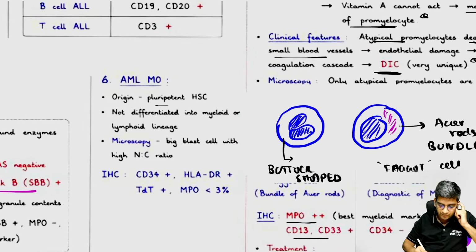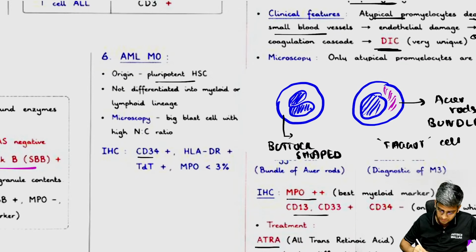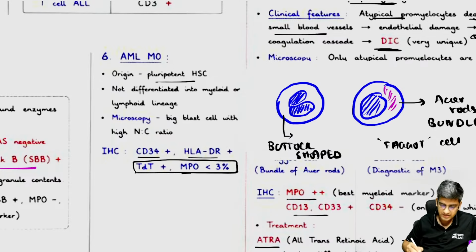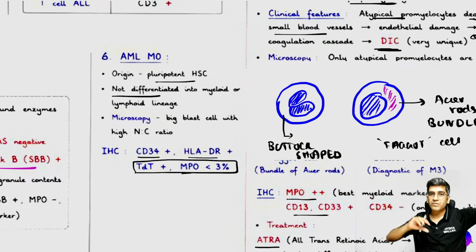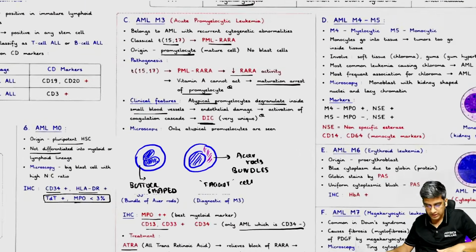AML M0, like I said in the start, originates from the pluripotent stem cell. Here CD34, HLA-DR, everything will be positive, but the defining marker, see, TdT is lymphoid lineage, MPO is myeloid. That should be less than 3%. That's why it is undifferentiated. It's neither lymphoid nor myeloid, it's just a blast. Very, very superficial, very early onset blast, right? That's AML M0, fine? Okay.